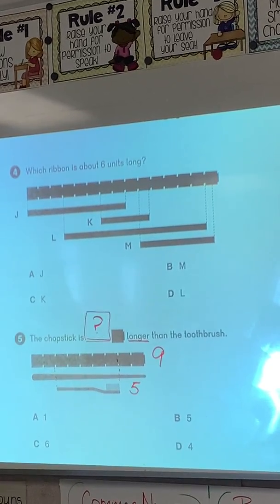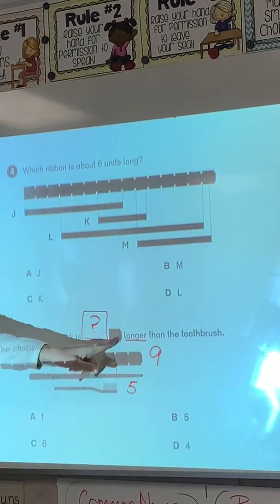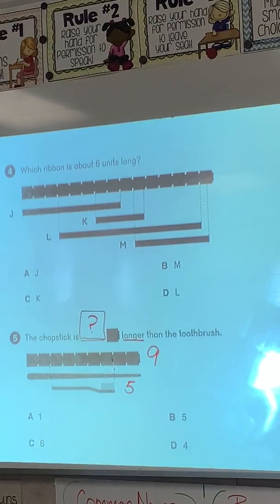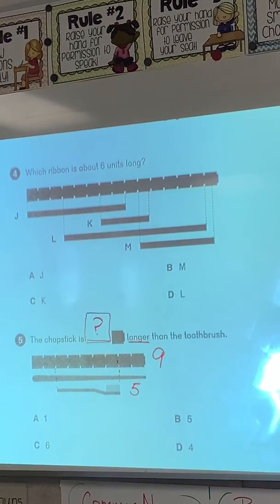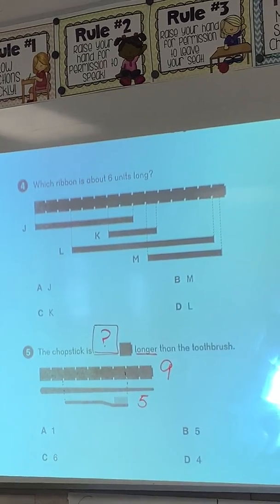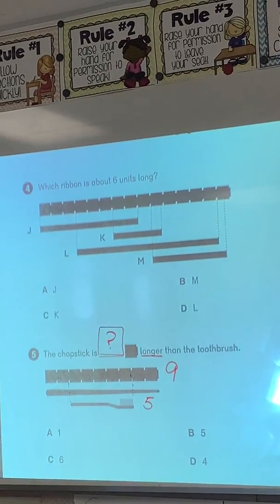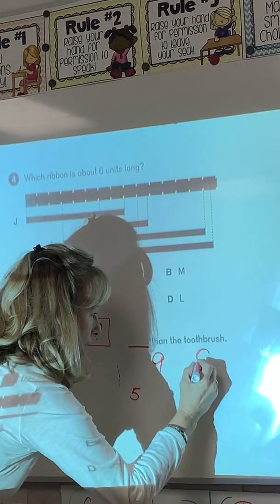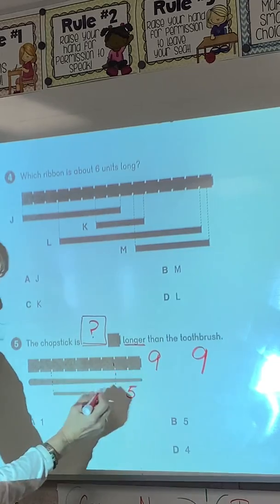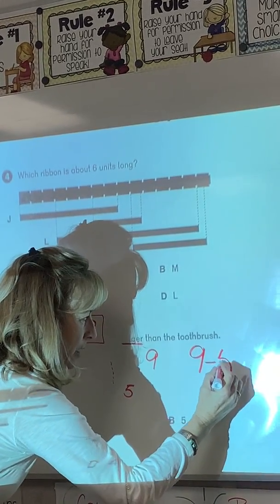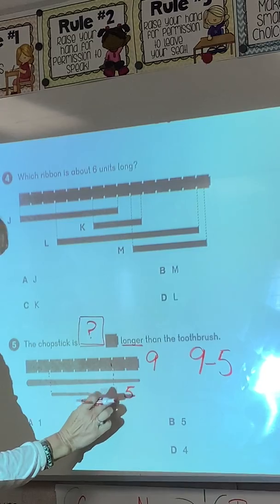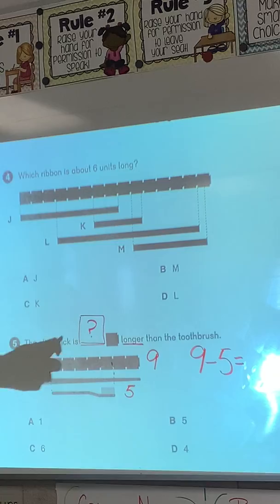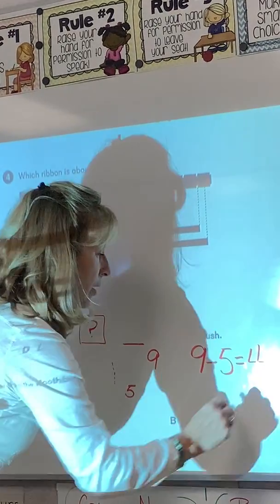The question again, the chopstick is how many bricks longer than the toothbrush? Longer, we want to see what the difference is between the long one and the one that's shorter. And difference means subtraction. So let's think of an equation so we can get the right answer. Subtraction, we have 9, that's our chopstick, and we want to know what the difference is between the chopstick and the toothbrush, which is 5. So there's our equation, and that's a simple one. We know that one right away, don't we? We know that that's 4.